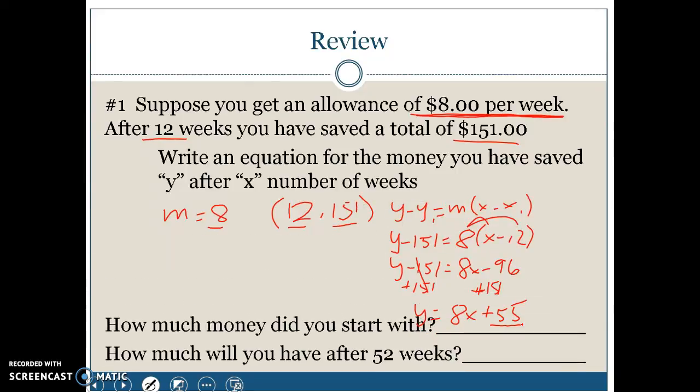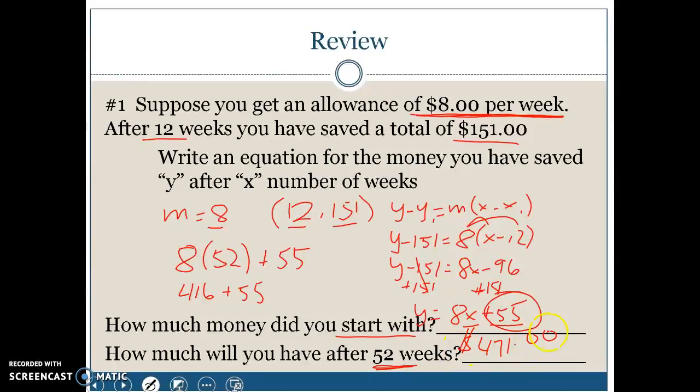So let's see if we can answer these questions. How much money did you start with? Well, we started with the y-intercept. The y-intercept is 55. We started with $55. How much will you have after 52 weeks? Well, that's an entire year. So we're going to plug 52 in for x. We're going to have 8 times x, but x is 52, plus 55. And 8 times 52 is 416. Then we take 416 plus 55, which is $471. So after a year, if you don't spend it all, you'll have $471.